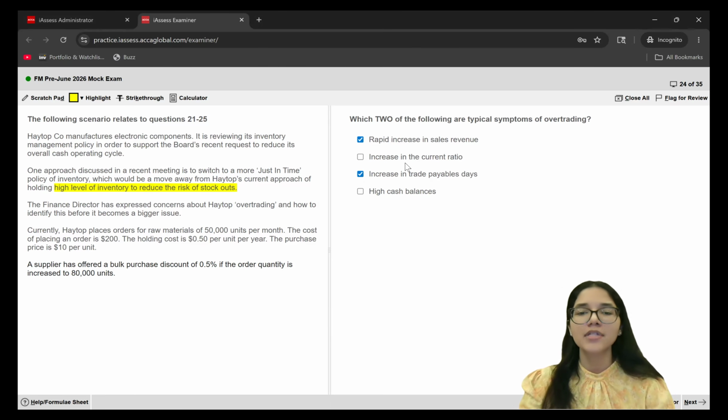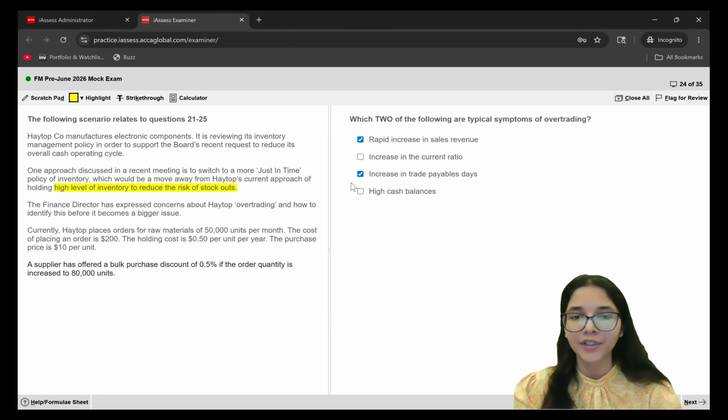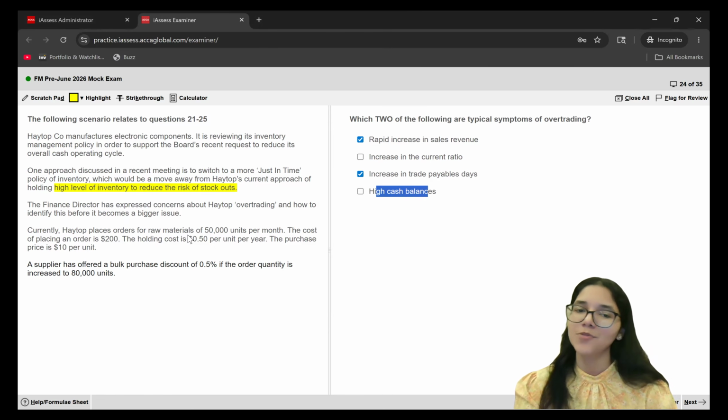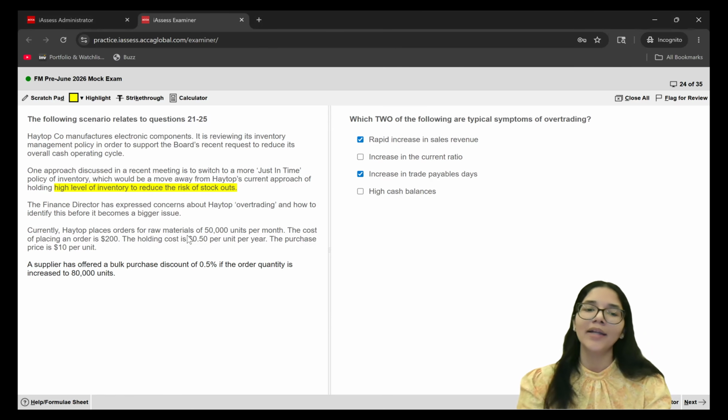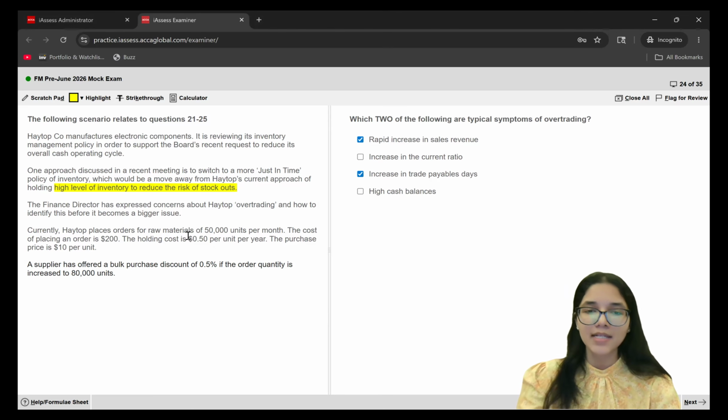The other two options that we have, increase in the current ratio, will mean I have more current assets than current liabilities, which is not true because I have a lot of payables over here. And high cash balances are also not there because practically the company does not have any cash when they are overtrading, because they don't have the working capital to support the level of sales. So high cash balances is also not a feature of overtrading.